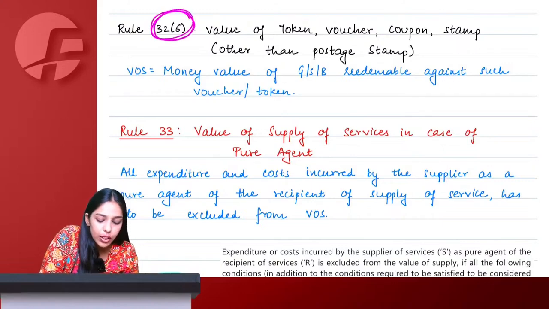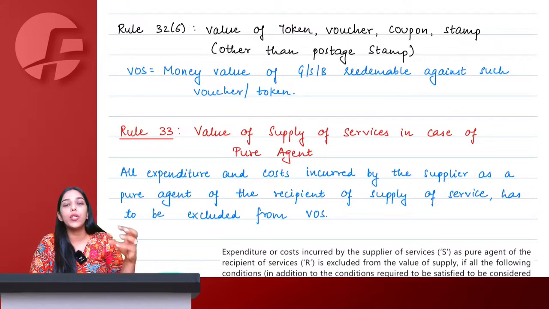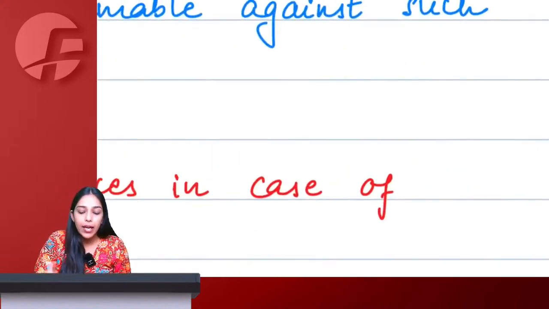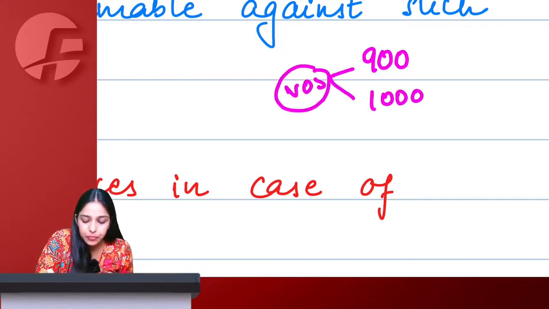Then moving on to Rule 32.6. Now Rule 32.6 talks about any voucher, coupon, token, stamp, etc. that has been issued. If it is issued, let's say for 900, but it is redeemable for 1000, tell me what will be the value of supply?